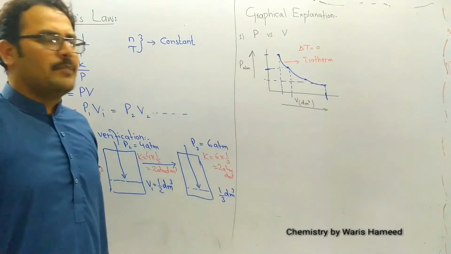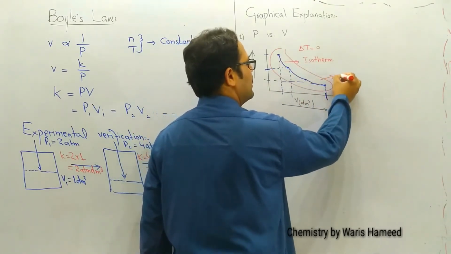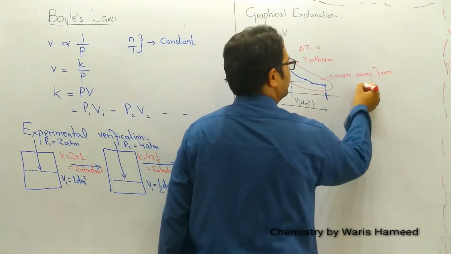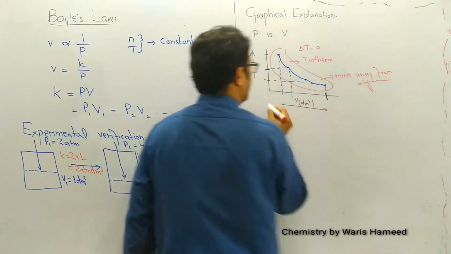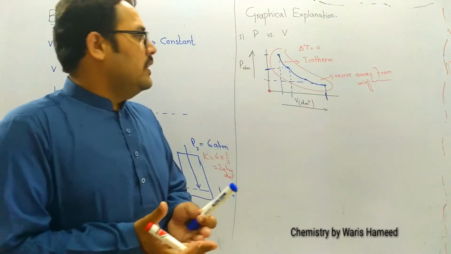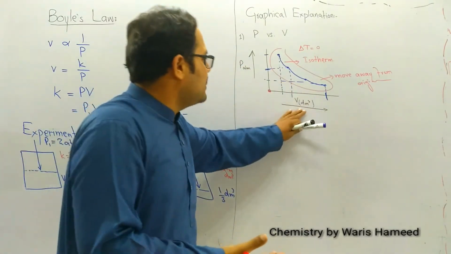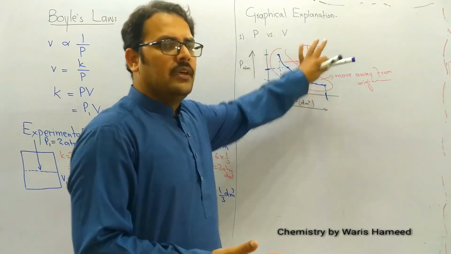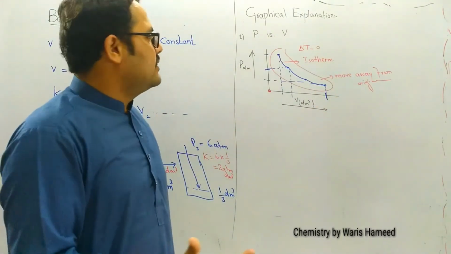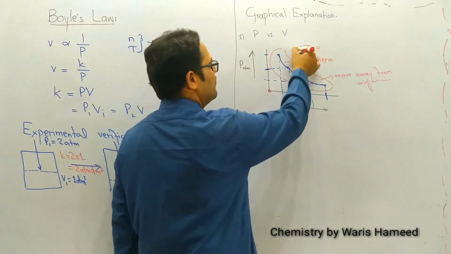If we increase the temperature, this isotherm will move away from the origin. This is the origin and this will move away from the origin. Why does it move away? If we increase the temperature, volume also increases, and by the increase of volume, this isotherm will move away. For example, this curve is obtained at 0 degrees Celsius, and if we increase the temperature up to 25 degrees Celsius, then here will be the formation of the curve.